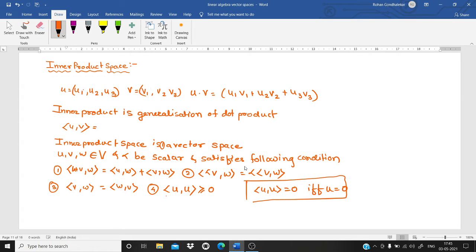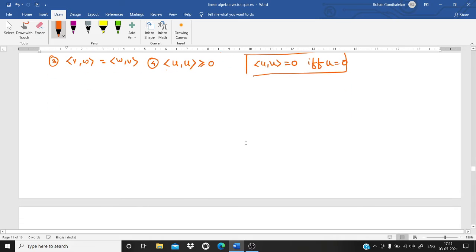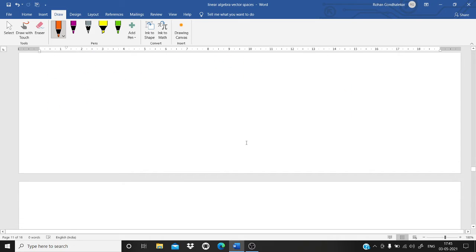So if all these four properties are satisfied by the vector space under the defined inner product, then the same vector space is called an inner product space. Fine. Now the question comes, why are we going to discuss these additional concepts? Because we are interested in the orthogonal basis. So before we proceed to orthogonal vectors, we need to define what an inner product is first. Fine.